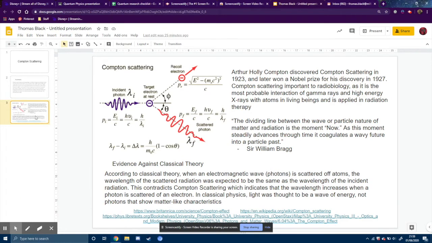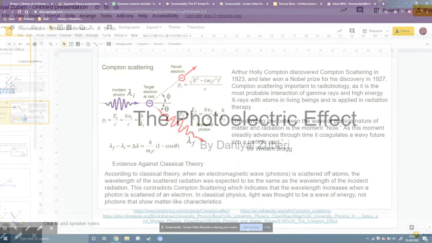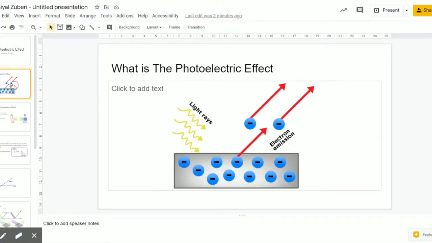Evidence against classical theory. So it goes against classical physics, as light was thought to be a wave. So it was believed that if photons were scattered off electrons, their momentum and energy would be the same. But Sir Arthur Holly Compton proved it wrong and showed that photons experience matter-like characteristics as well.